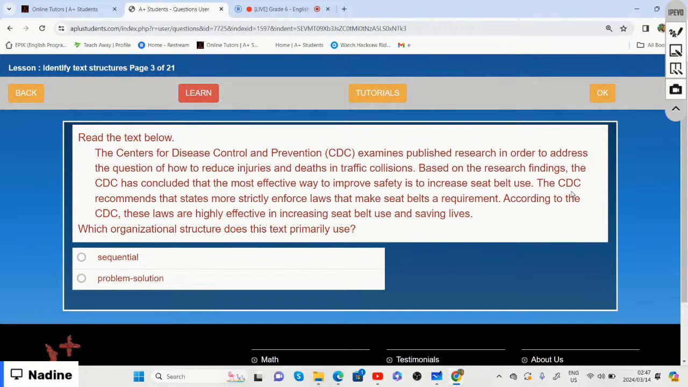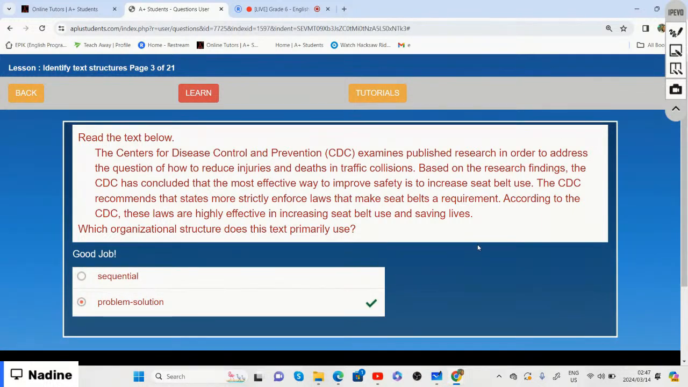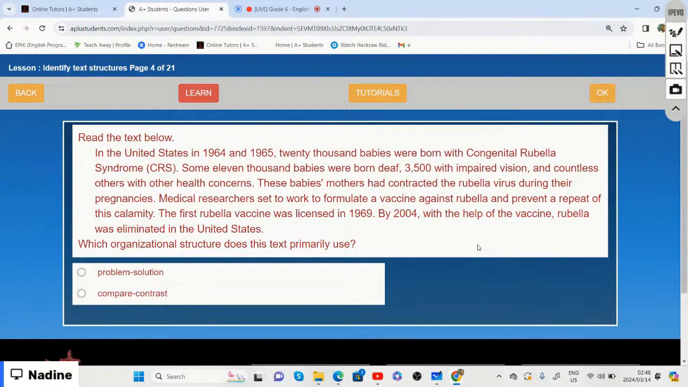Effective in increasing seatbelt use and saving lives, right? So now, which organizational structure does this text primarily use? They're telling us about safety on the roads when using seat belts, and there are going to be consequences if you are not going to use a safety belt, right? So in this one, they are mentioning some problems as well as solutions to the problems that they have mentioned. So well done. They have mentioned the problem, which is the non-use of safety belts, and the solution is to use it in order to have a safe journey.